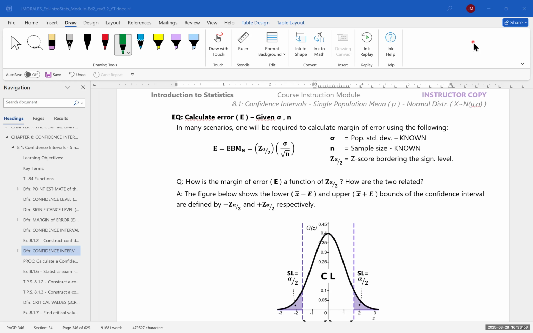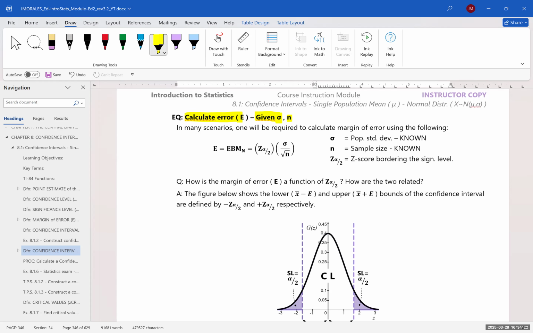we haven't tied confidence level and significance level together with confidence intervals yet. And now we're going to. And that's going to come into play when we calculate error. So how do we calculate error? Given the population standard deviation and the sample size.